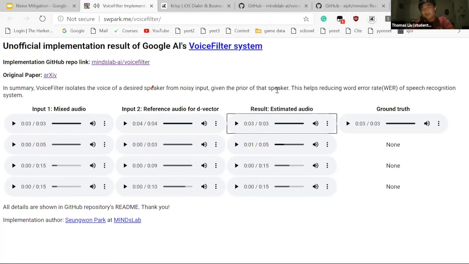It's not perfect, but you can see that there's a much better improvement than what it was before. But we hope that our AI can get closer to the ground truth, which is this.